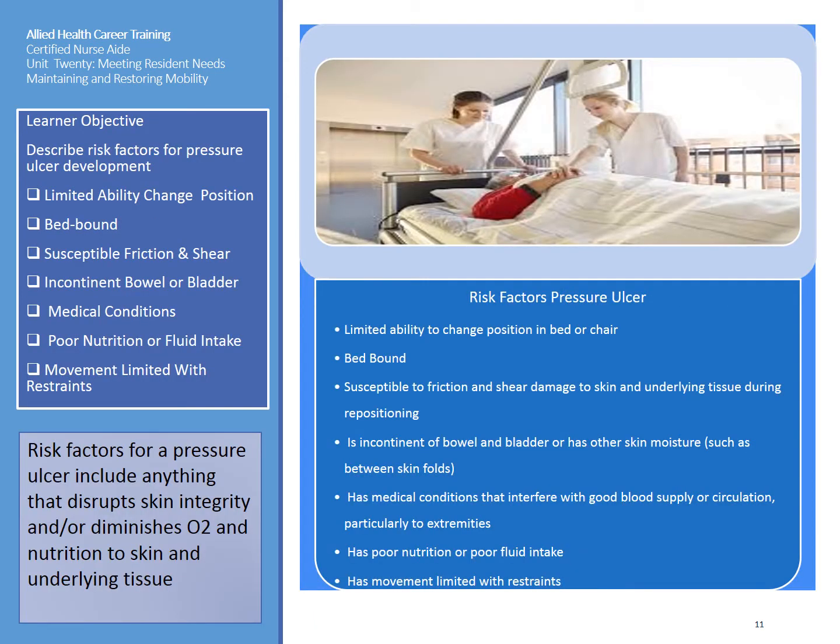Now we're going to talk about some risk factors for pressure ulcers. This happens anytime the skin is disrupted or it gets diminished O2 or nutrients to the skin and the underlying tissue. This can cause some skin issues like pressure ulcers. Anytime a resident has a limited ability to change position in bed or chair, they could get a bed sore. So it's very important to remind them to reposition themselves in the chair or the bed.